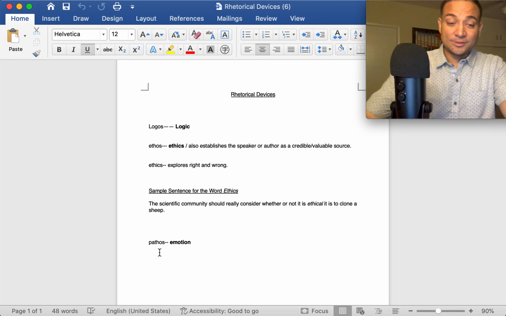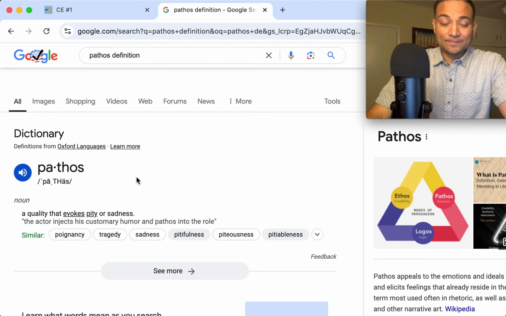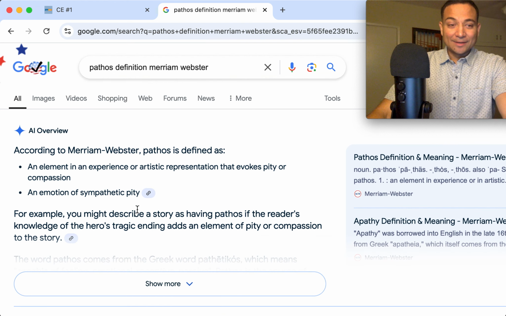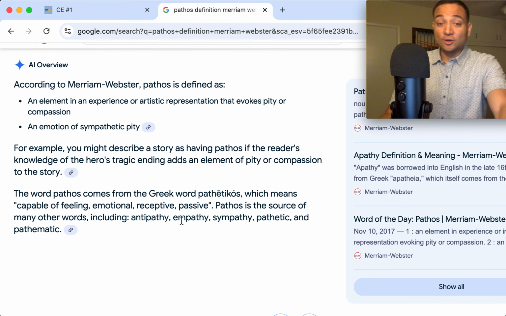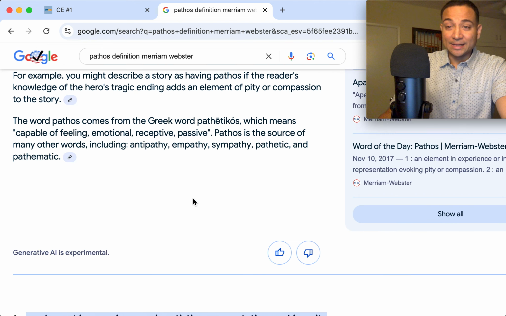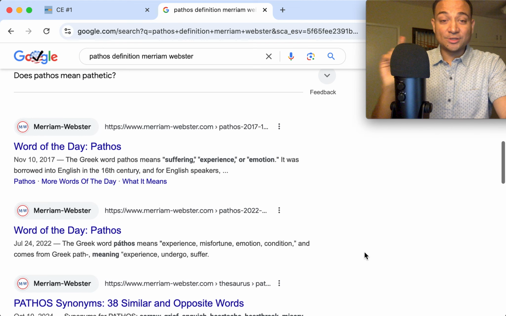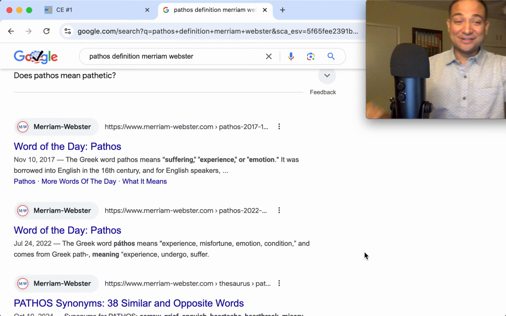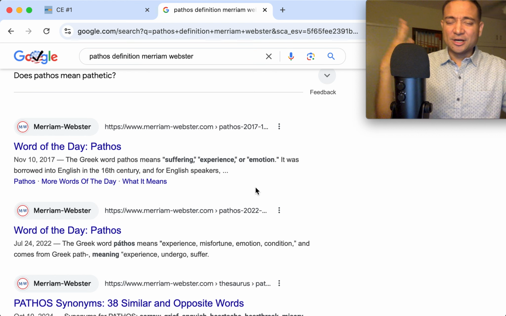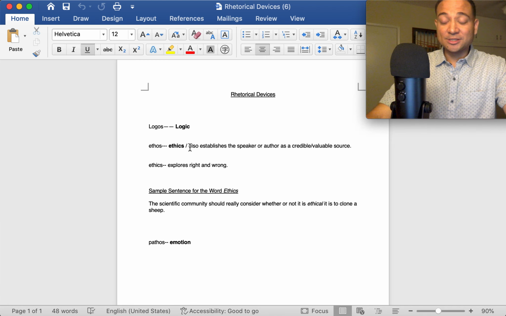The other one is pathos. If we look up the pathos definition, I like Merriam-Webster. Here we go. Pathos comes from Greek, feeling, emotional. That's one thing to remember, the emotions part. Look how they define it here: suffering, experience, emotion. So I always think of somebody who is experiencing a lot of emotion and suffering because of it. Maybe somebody hysterical. That's the mental image I have to remember that pathos is an appeal to emotion.